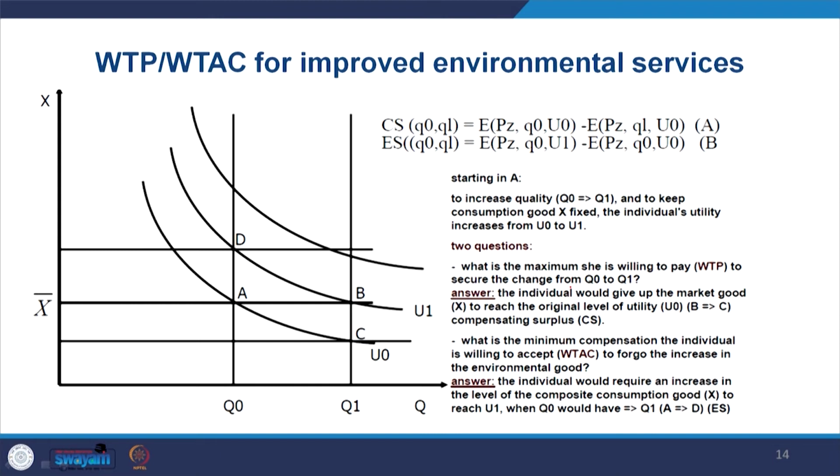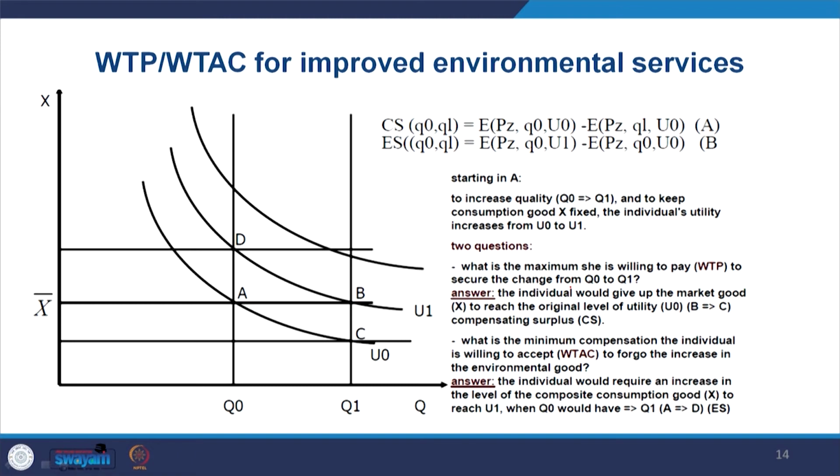Starting point on the utility curve is A, that is actually the equilibrium point where the entire budget is spent by the consumer on X product, and the consumption of X here is fixed. When individual utility increases from U0 to U1, then the consumer reaches from point A to point B.